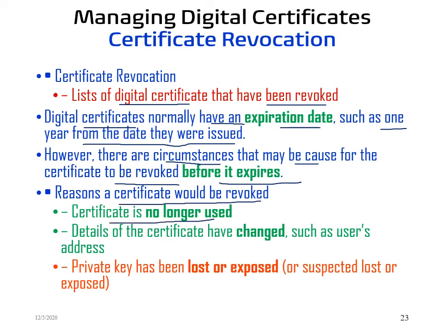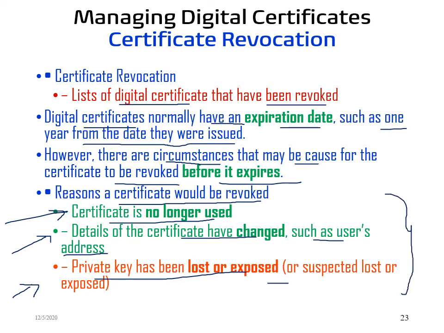So the reasons a certificate would be revoked. The certificate is no longer used. That is the first reason, right? The second reason is that details of the certificate have changed, such as the user's identity like address. So this is the second reason why I have to revoke before the expiration date. The third reason is that the private key has been lost or exposed. So these are the three very important reasons why I have to revoke the digital certificate before the expiration date.